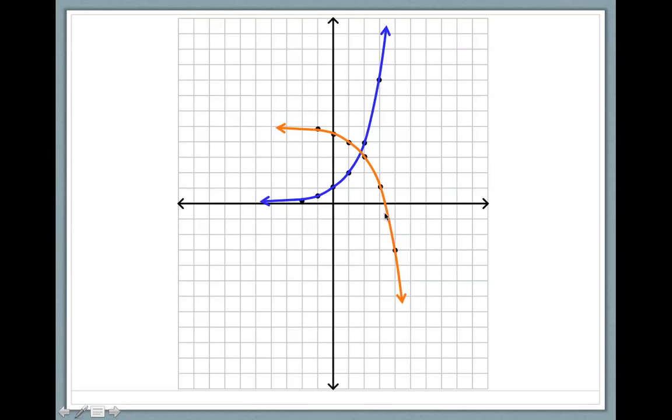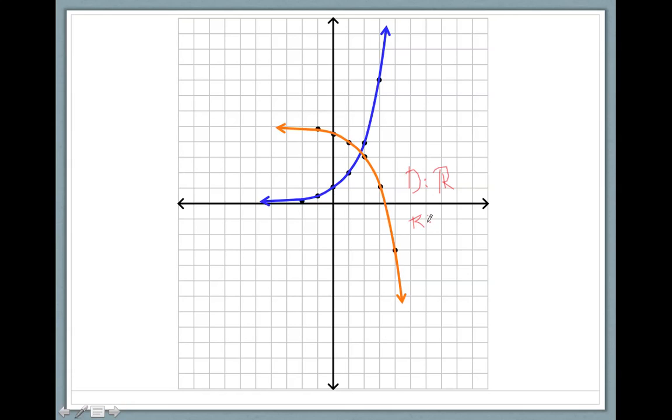Okay, now what about domain and range? Well, again, domain, nothing has changed. There's no more restriction on x, so we still have all real numbers. There's very few situations I can think of where your domain for an exponential function is not going to be all real numbers. Okay, but what about the range?